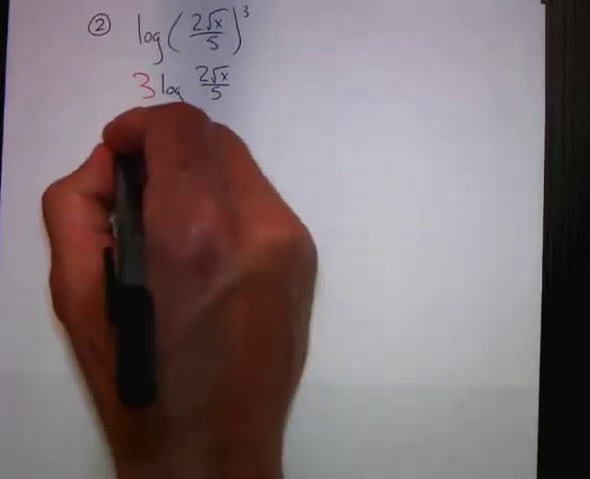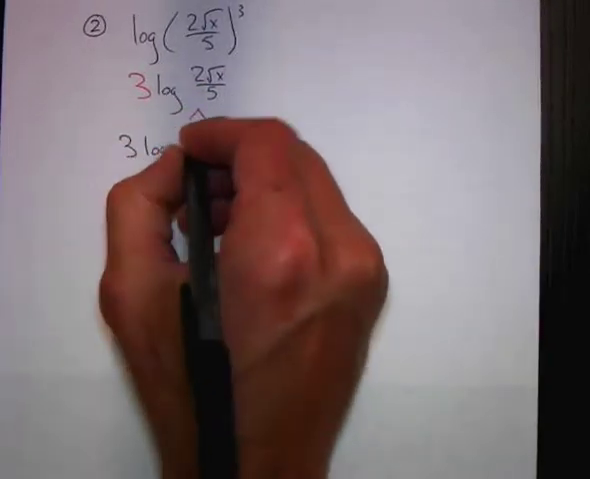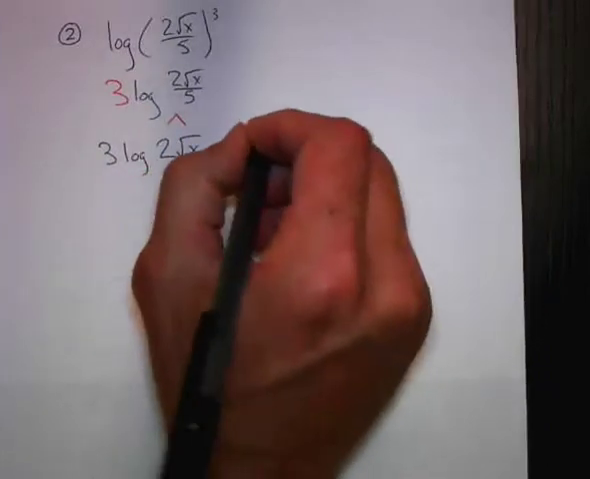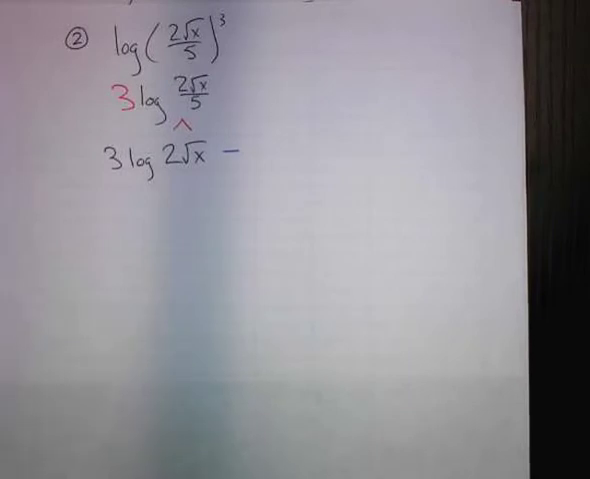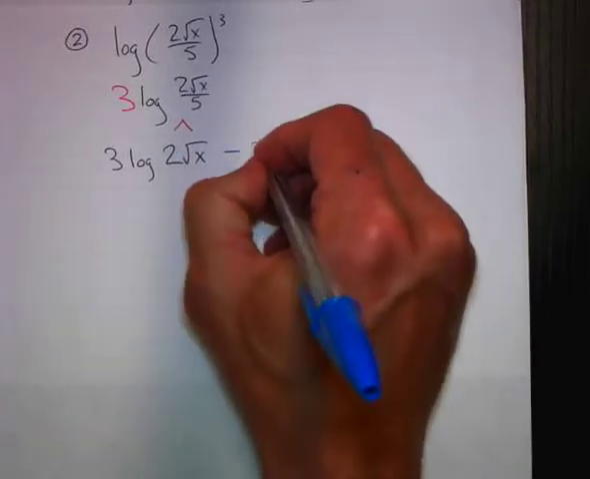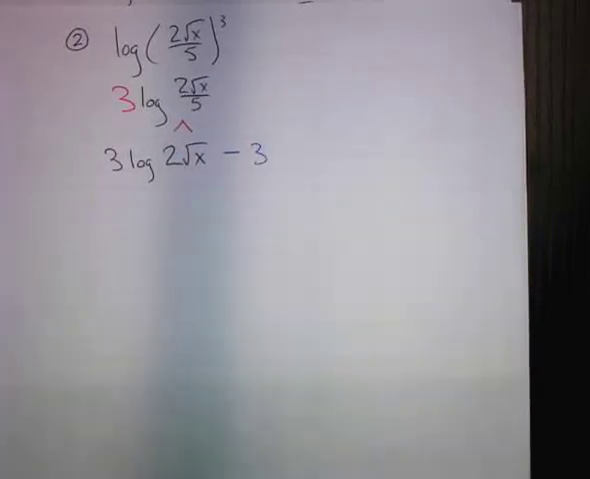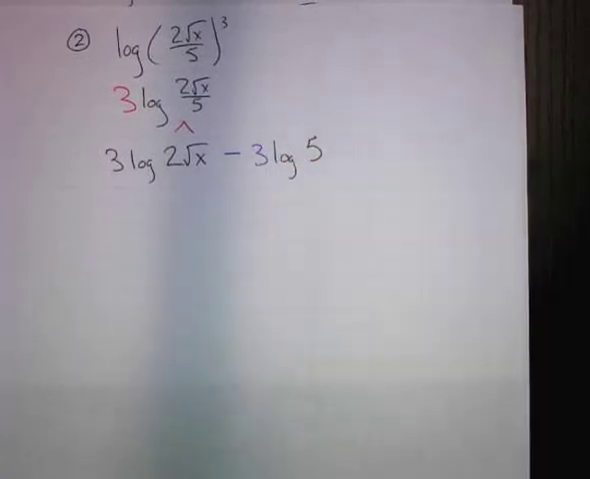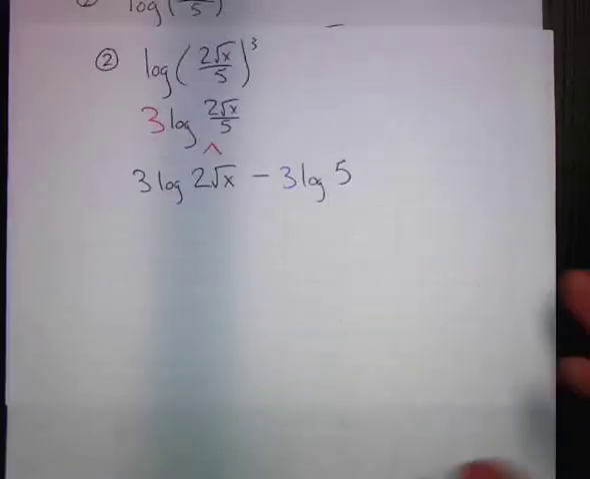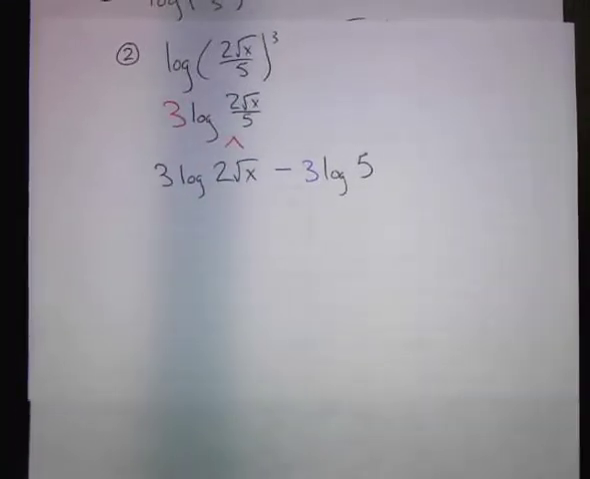Okay, so we know if this is the case, what does that mean we have? That means we have 3 log of 2 times the square root of x minus, and here's where we've got to be careful, also 3 log, okay, so it's still there, also 3 log of 5. Is that true? Yeah, it's true. So 3 log of 5. Well, I almost messed up right there. Okay, so we have that to be the case.